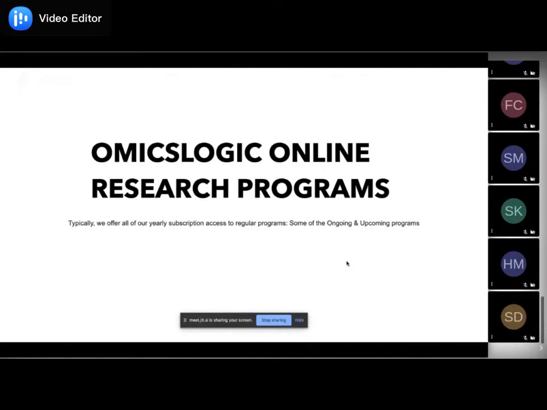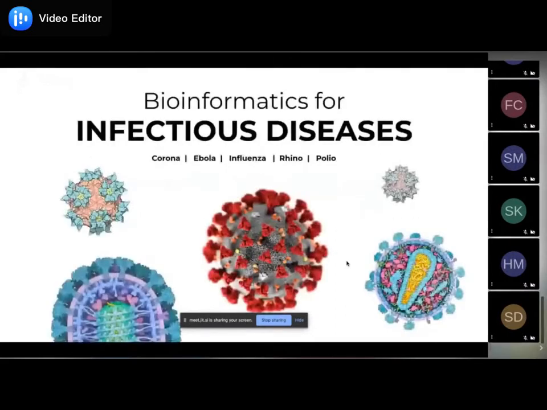Now these are research programs, which means that we are addressing specific research problems, like, for example, infectious diseases. We did a program where, when we did coronavirus, we took all the sequences of coronavirus and we tried to address many biological questions. And this was a really successful program that we are doing with students from all around the globe.